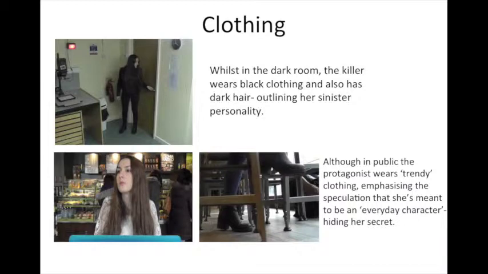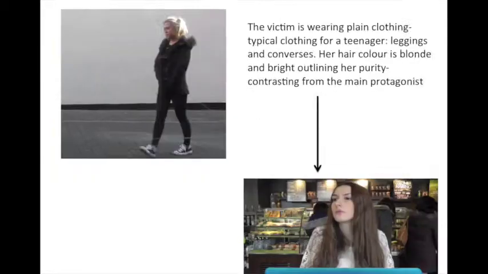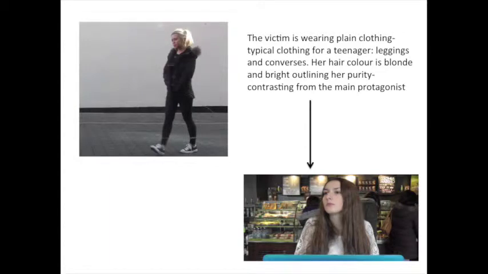Although when she is in Starbucks, which is a public place, the protagonist wears somewhat trendy clothing, emphasising the speculation that she's meant to be an everyday normal character when she's really hiding a deep dark secret. The victim is wearing plain clothing, typical clothing for a teenager, such as leggings and Converses. Her hair colour is blonde and bright, outlining her purity, passiveness and vulnerability, which completely contrasts from the killer.